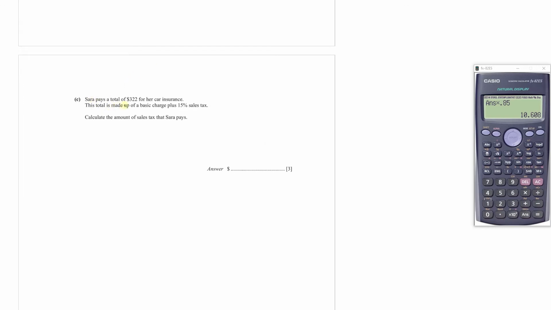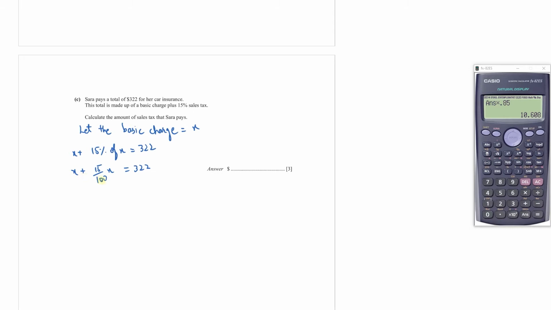Part C. Sarah pays a total of $322 for her car insurance. This total is made up of a basic charge plus 15% sales tax. Calculate the amount of sales tax that Sarah pays. So let the basic charge equal x, and then she pays 15% sales tax for a total of $322. So x plus 15% of x should equal 322. So x plus 15 over 100 into x will be 322.